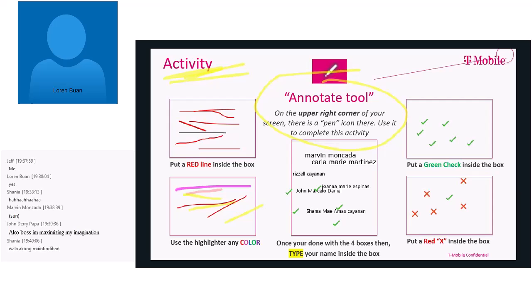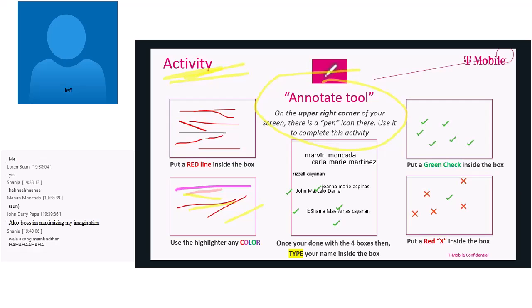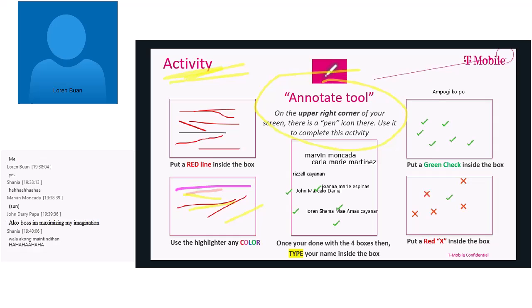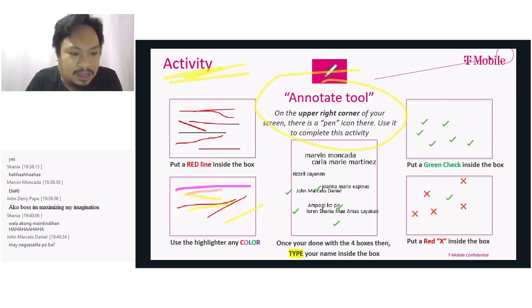May nagkukwentuhan sa likod. Chill, don't worry, Shanaya. You were able to write your name naman earlier, so you're good. Chill ka lang. Lauren, is it showing na? Yes. John, JM, yes, we are all talking. I think he has audio issues.